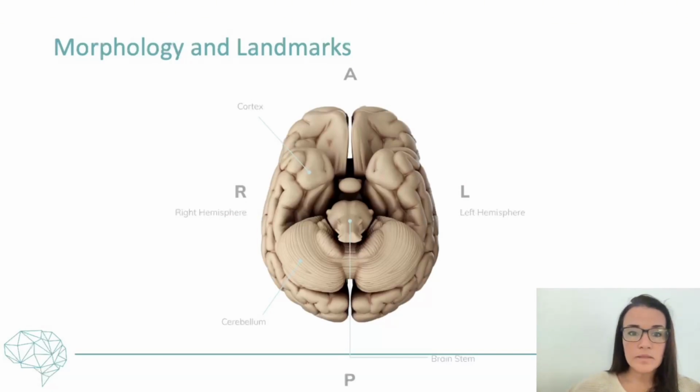This is an image of if we were looking at the brain from underneath. So again, we can see anterior is more towards the front, posterior is more towards the back, and then we have our right and our left hemispheres, with the cerebellum slightly more posterior. And then sitting just anterior to the cerebellum there, we have our brainstem.